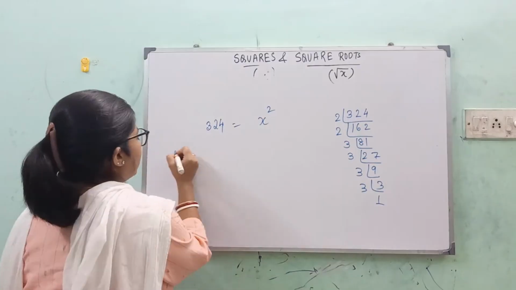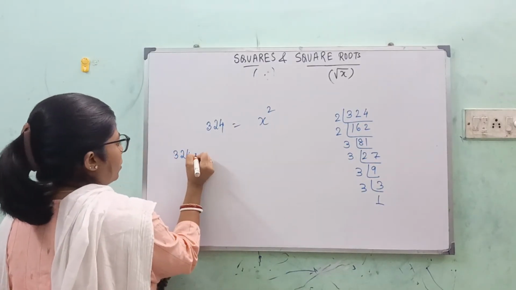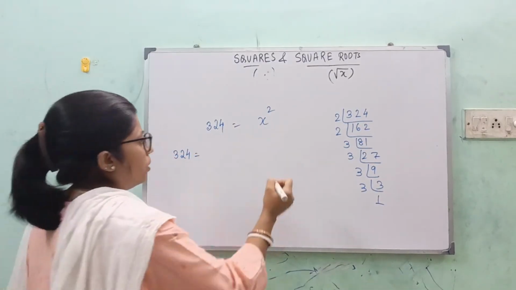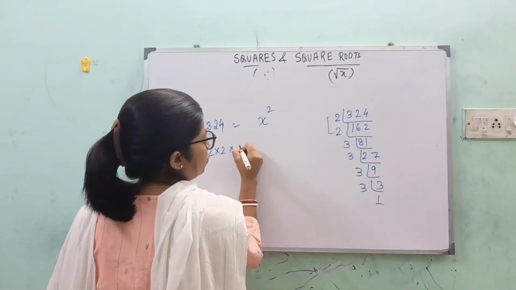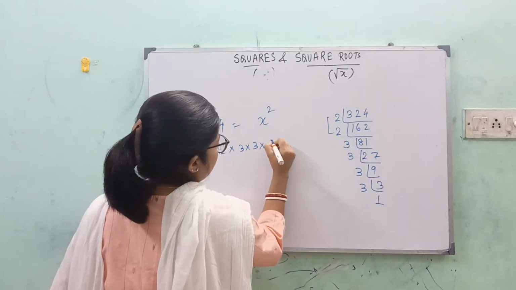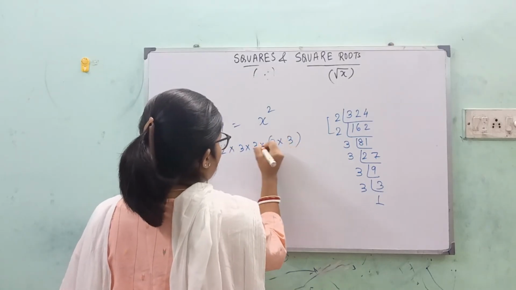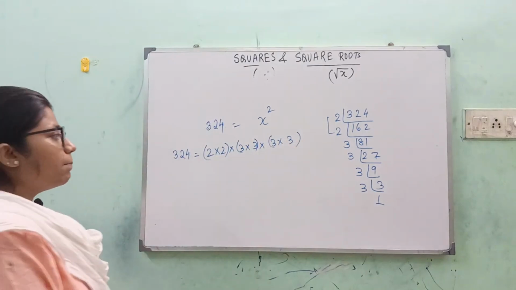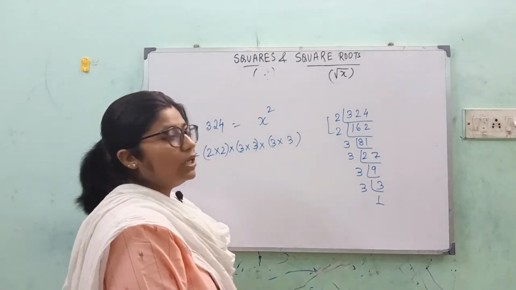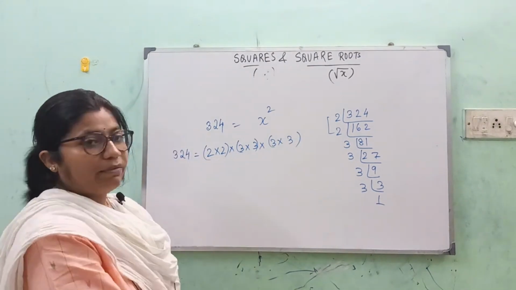you see this 324, we could express this in the form of 2 into 2, 3 into 3, 3 into 3. So see, we are making pairs. What pairs? Pairs of equal prime factors.